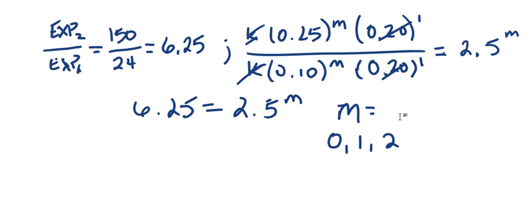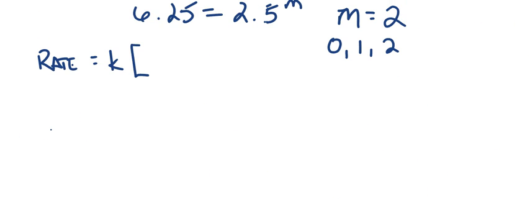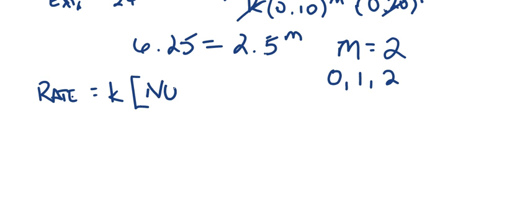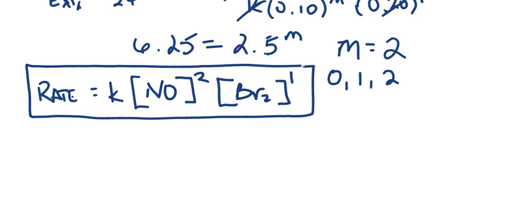Hang on here, sorry guys. It's a second order reactant. So our rate law will look like this, where rate is equal to K times the concentration of NO and bromine. NO, which we just calculated, is second order, and the bromine is first order. So there's our rate law for this reaction.